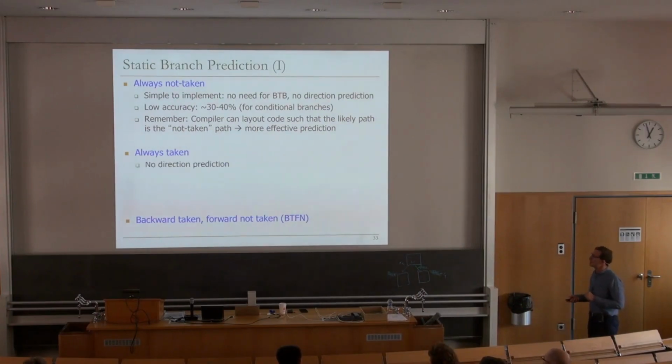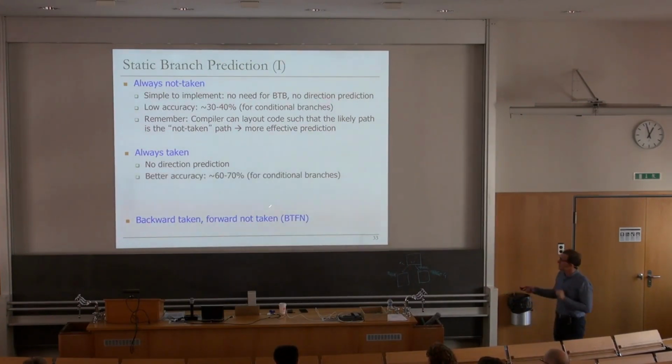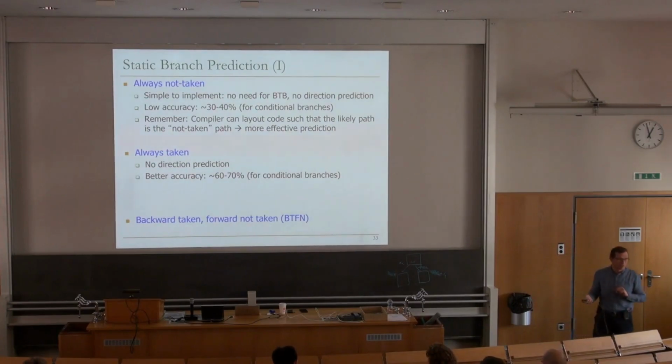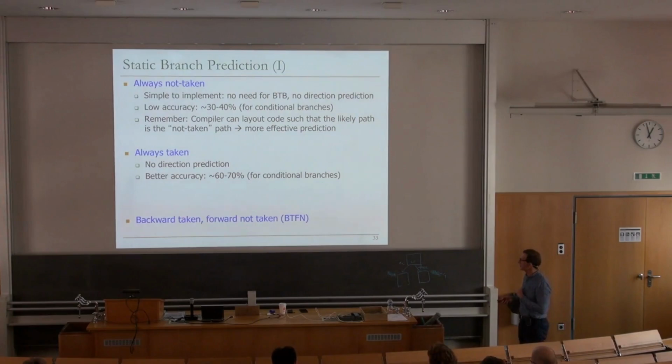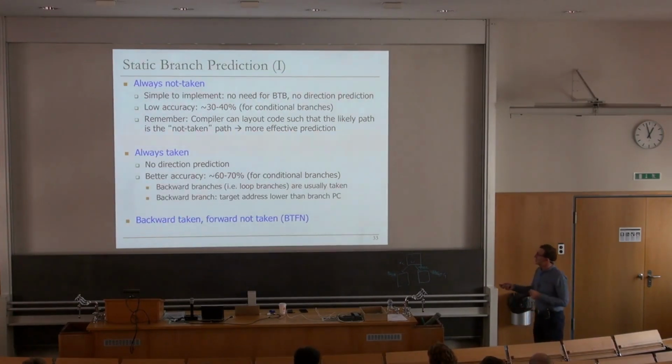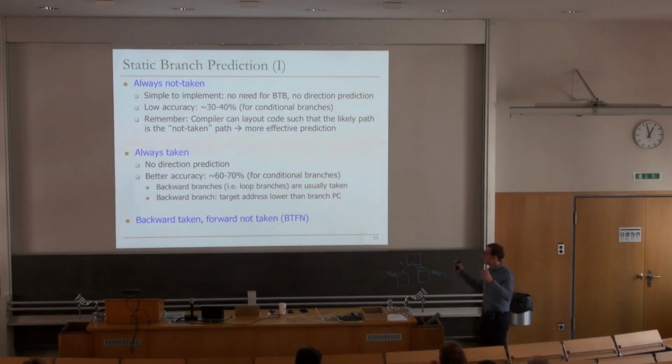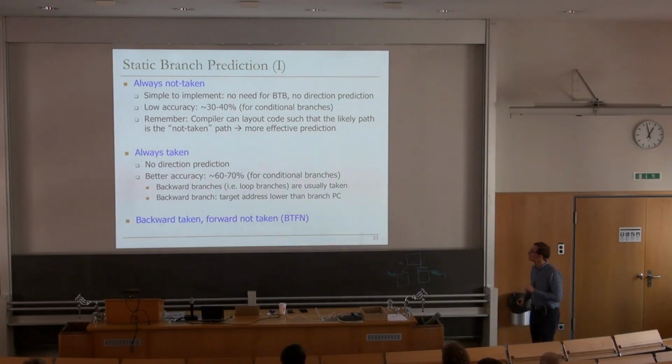Always taken is a bit more complicated. It still requires no direction prediction, so that complicated part is gone. And it gets you better accuracy, 60 to 70%. But as we discussed, 60% is not good enough, right? 70% is also not good enough. And the reason is backward branches, loop branches, are usually taken. Imagine that you're iterating over a large loop that's taken 10,000 times. You're going basically to the target of the branch.